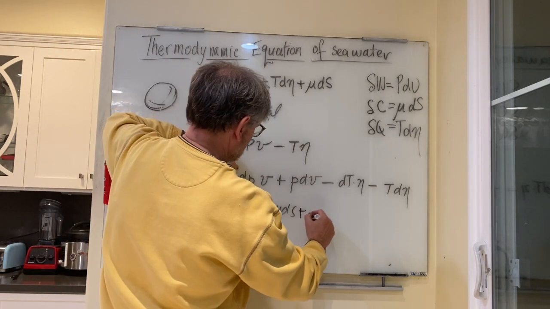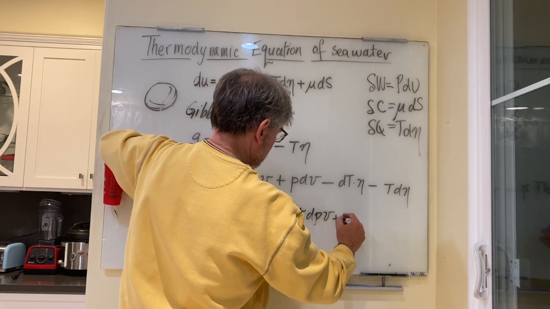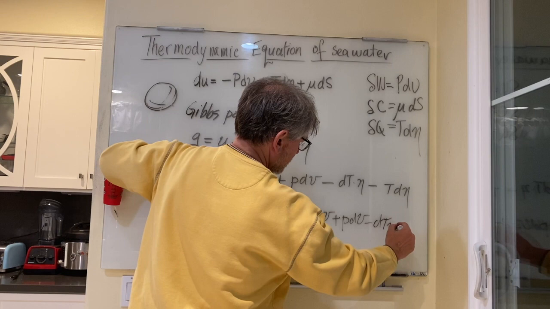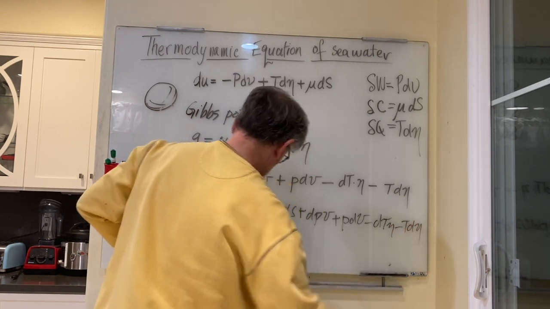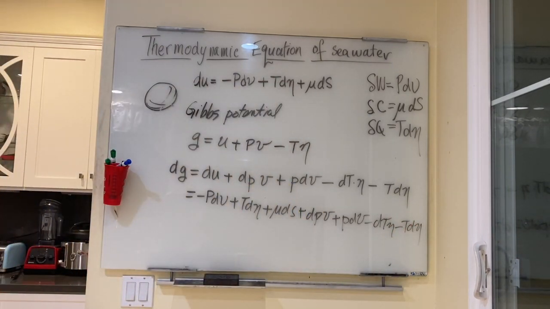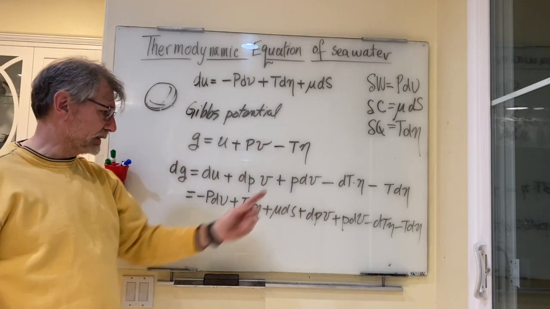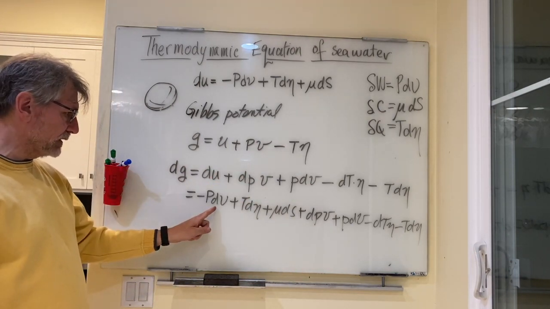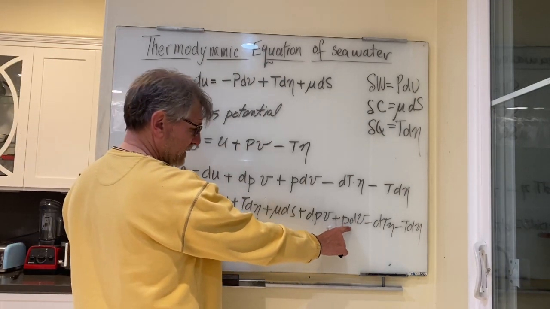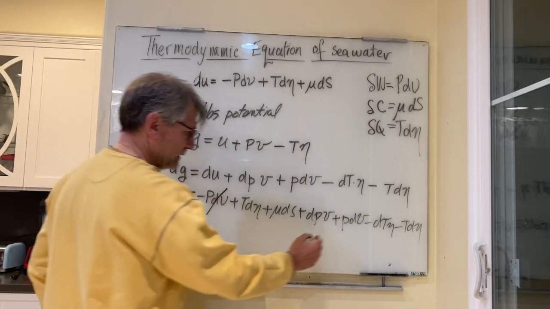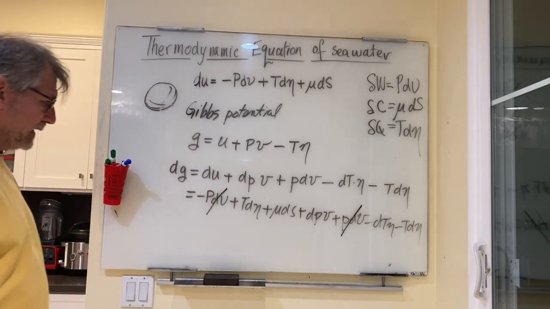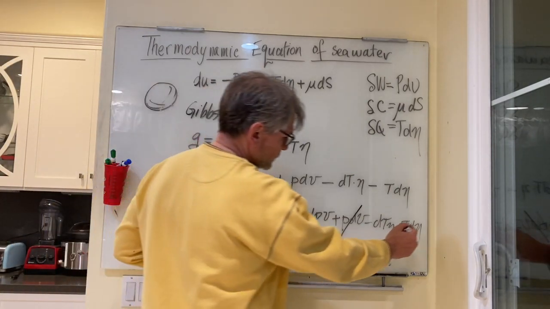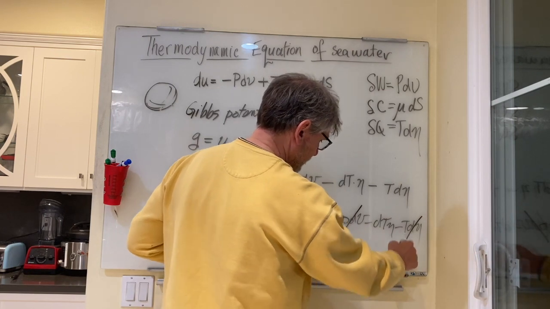Then the other one, plus dP v plus P dV minus dt eta minus T d eta. So now that makes it clear, I think, why we added and subtracted these terms. Now you will see that this term, minus P dV, exactly cancels with this P dV. So this and this are gone. And more importantly, this entropy term, T d eta, cancels with this T d eta. So the differentials of eta are gone.